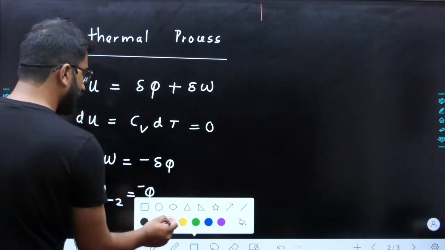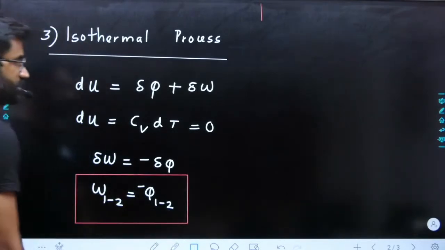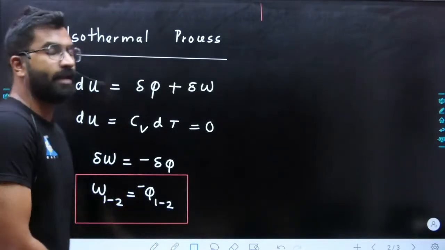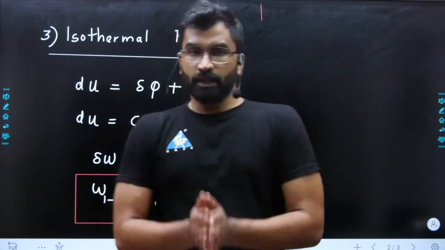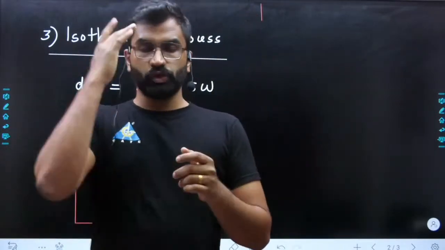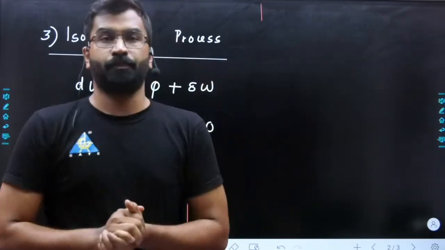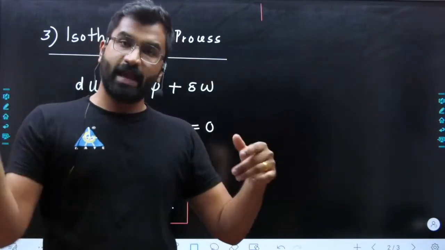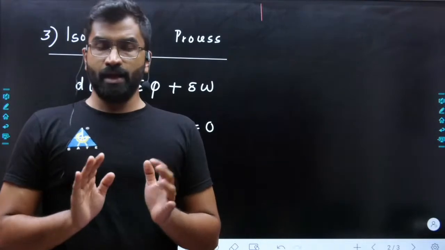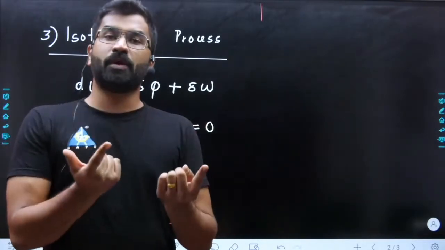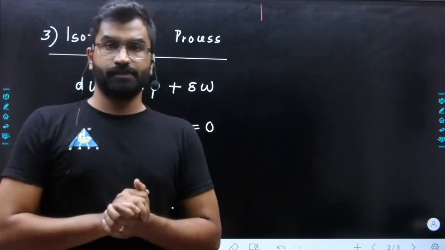So why is there a negative? Because this is according to our sign convention. Now what is the physical meaning of this? Whenever you compress something, think about it, what do we have to do? We have to supply work. When you compress something, we have to supply work. Clear? So when we compress something, what will happen to the temperature? The temperature will increase.